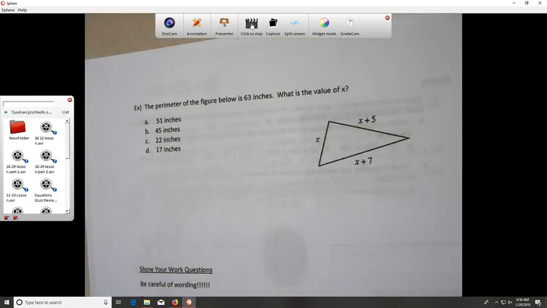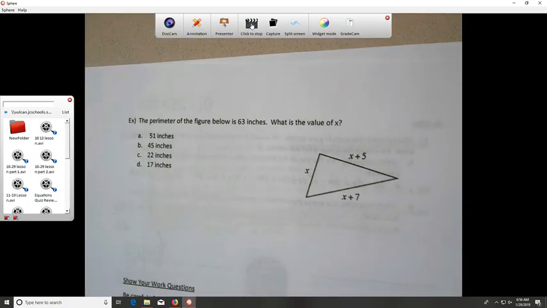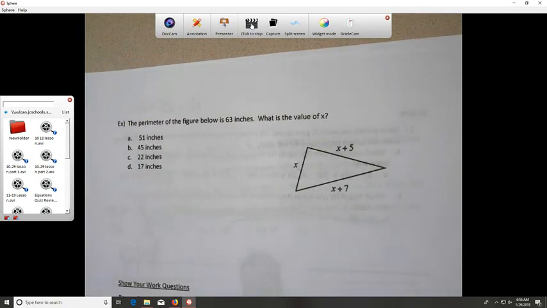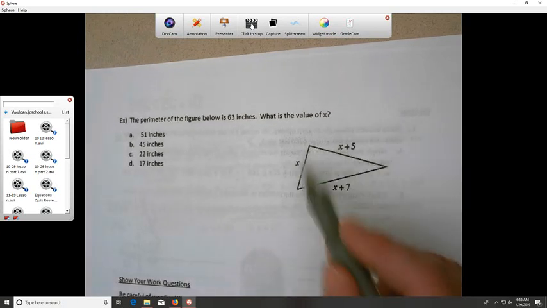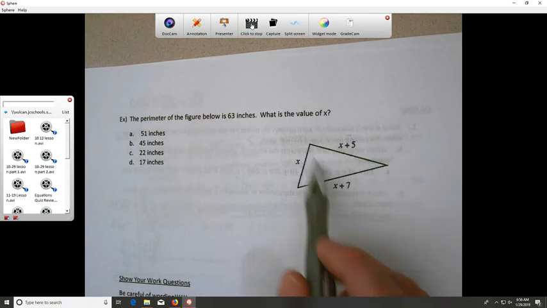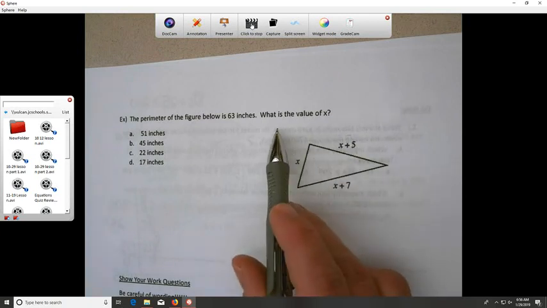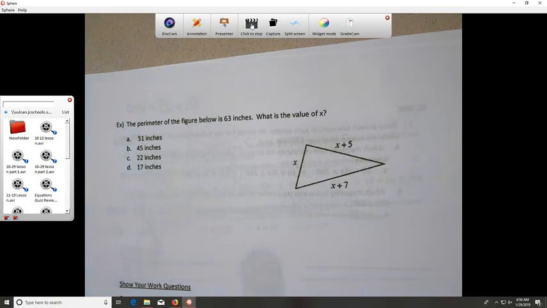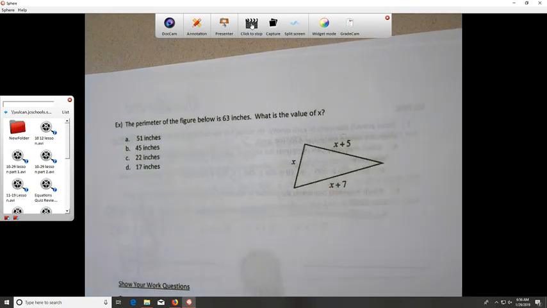On the back here, the one at the top says the perimeter of the figure below is 63 inches. What is the value of x? So to do a question like this, you need to understand that perimeter is where we add up all the sides. So what this is saying is, if I were to add up these sides, it's going to equal 63 inches, because it says the perimeter is 63. So all I'm going to do is add these up by combining like terms.